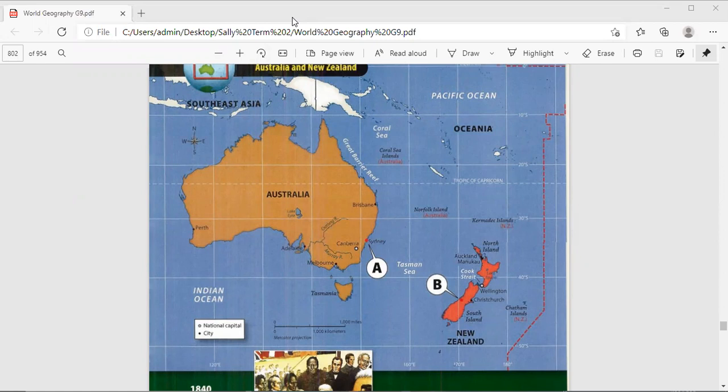Who's going to answer best so we can discuss together? Mihad, go ahead. Because it's too big to be an island. Maybe because it's too big to be an island, but what do we consider Australia?